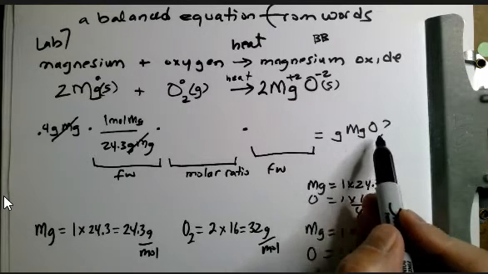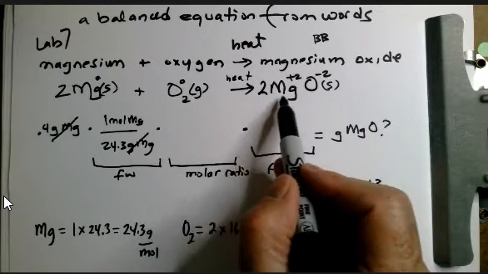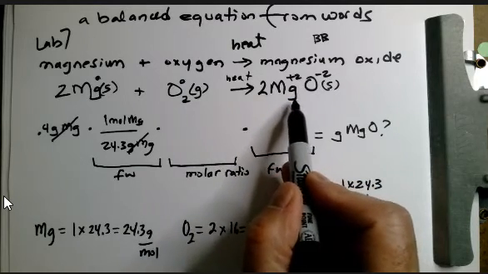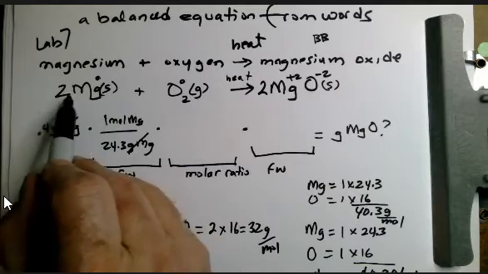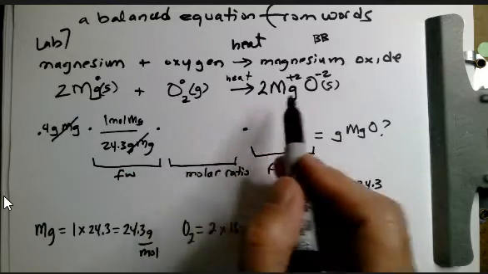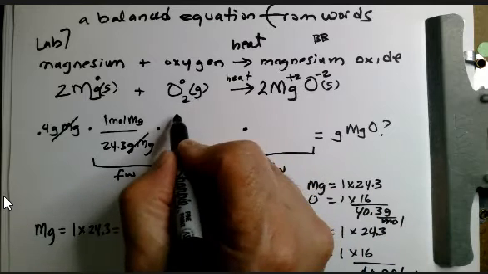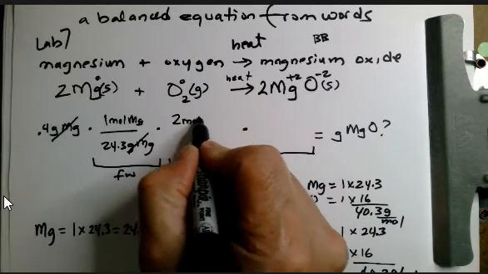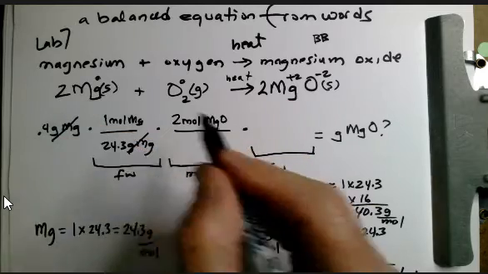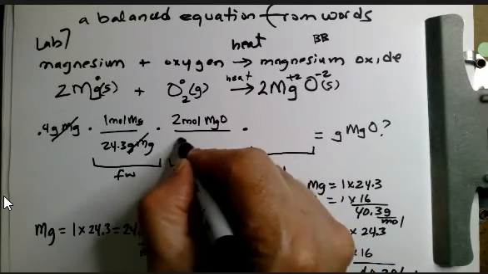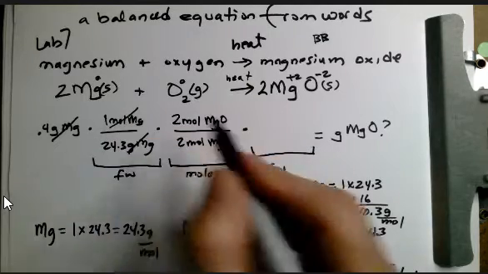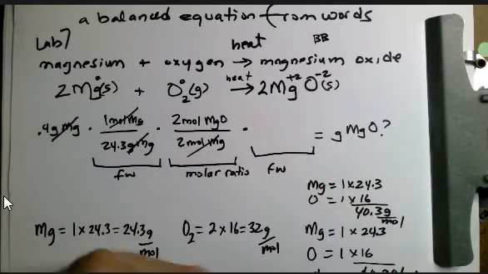Now remember, we're going to magnesium oxide, so when we look at the coefficients, we've got to put magnesium oxide on the top, and we're trying to get rid of magnesium, so that's got to go on the bottom. So in a balanced chemical equation, we generate 2 moles of magnesium oxide for every 2 moles of magnesium metal. That allows us to cancel moles of magnesium.